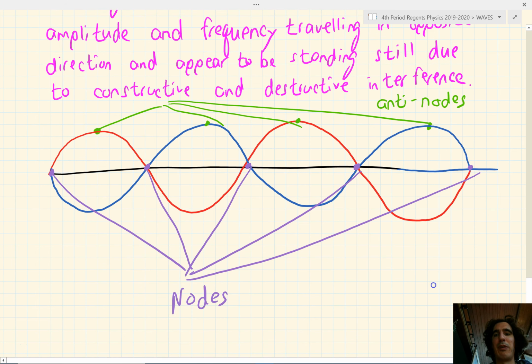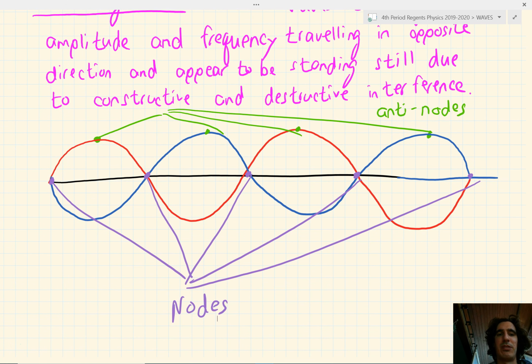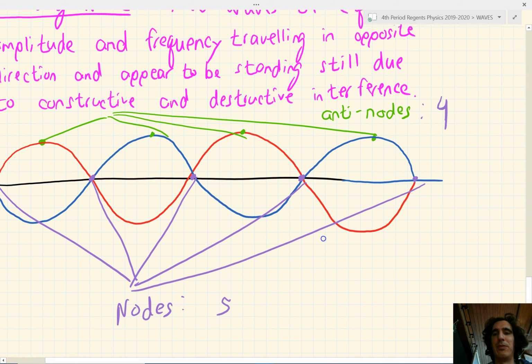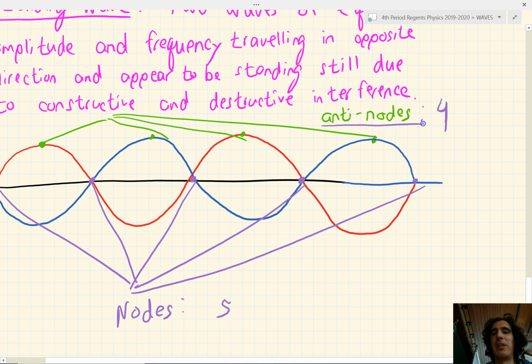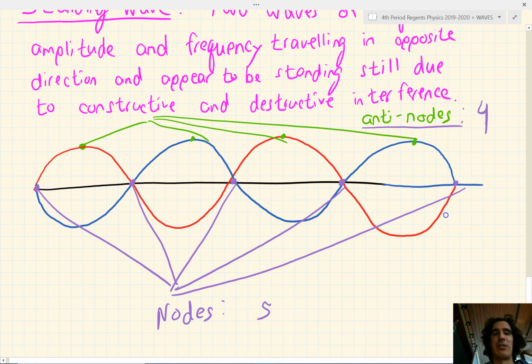So in this case, if we were to count the nodes and antinodes, this specific standing wave has 5 nodes, and then 4 antinodes. There's always going to be one less antinode than nodes. And for the antinodes, all we want to do is just count the crests. So there's 4 crests in this case. And that's it.